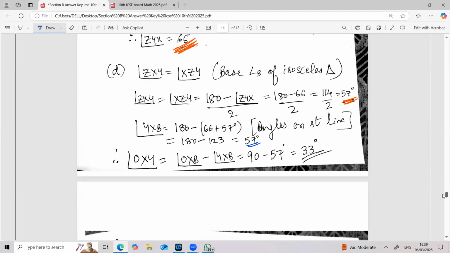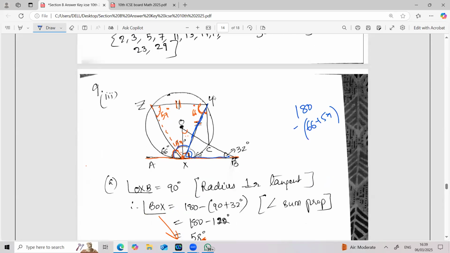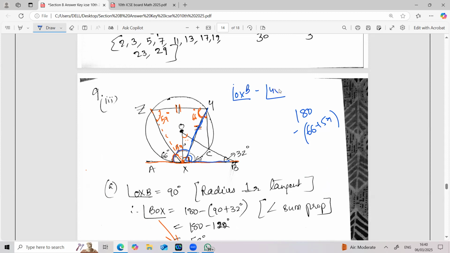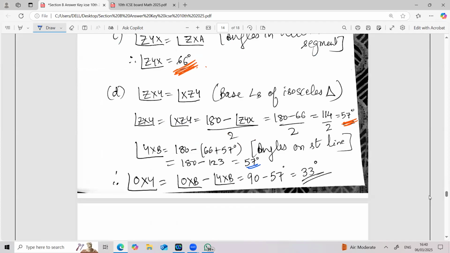Okay. Now, what is the teacher ultimately asking us? Angle OXY. OXY means it will be OXB angle minus YXB angle. Okay. OXY angle is OXB minus YXB. So 90 में से 57 हटाओ, you will end up getting 33. 33 degrees is the final answer.